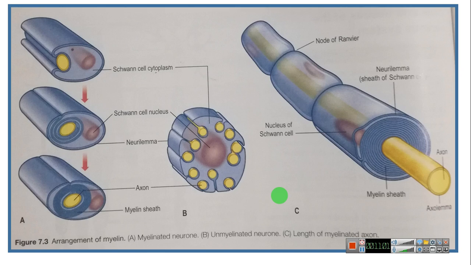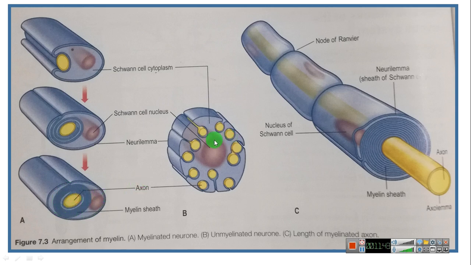This is the picture of the arrangement of myelin. This is a myelinated neuron, this is an unmyelinated neuron, showing the length of the myelinated axon. This is the Schwann cell cytoplasm and the Schwann cell nucleus. This is the neurolemma, the outer covering of the neuron. Then this is the axon, and this is the myelin sheath.